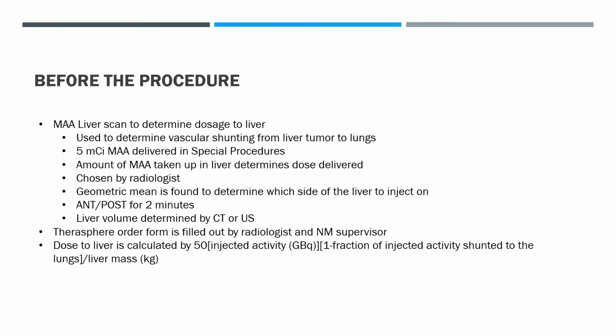And then there's a Therasphere order form. At least with Sunrise Hospital, they have an order form that's filled out by the nuclear medicine supervisor and the radiologist. And then there's a calculation that is used to determine what the dose is going to be to the liver, which is calculated when you multiply 50 by the injected activity, which is the 5 millicuries, and then you multiply that by 1 minus the fraction of the injected activity shunted to the lungs, and then all that's divided by the liver mass in kilograms.